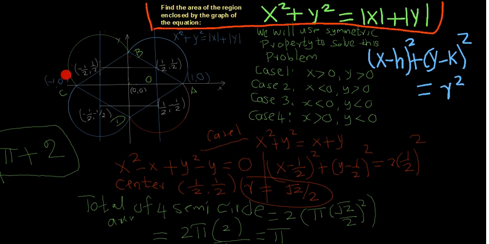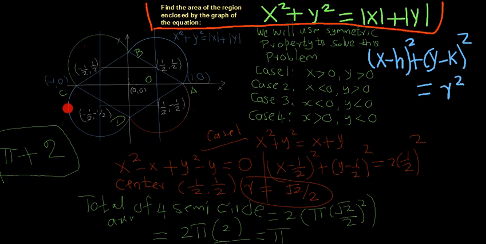In the second quadrant, x is less than 0, so absolute value of x becomes negative x, and y is greater than 0, so that's going to be y. So this equation becomes x squared plus y squared equals negative x plus y. Then you do the same thing we did for case 1. You end up with another semicircle with the center (negative 1/2, 1/2), and of course it's going to intersect here at (negative 1, 0), and here at (0, 1).